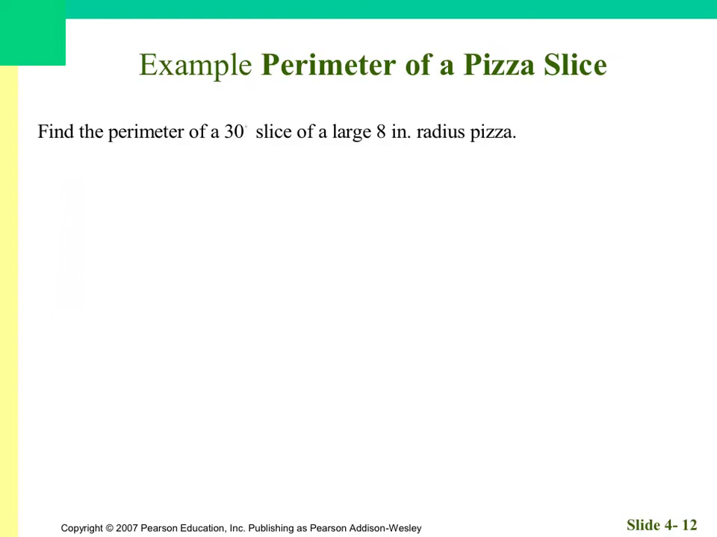Find the perimeter of a 30-degree slice of a large 8-inch radius pizza. So let's think. That's not radians because it's 30 degrees. So you have S equals, now 8-inch radius. So we know that R is 8.